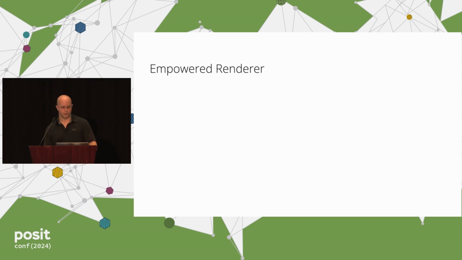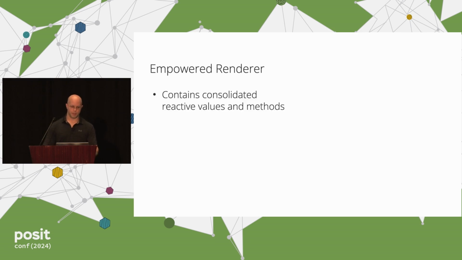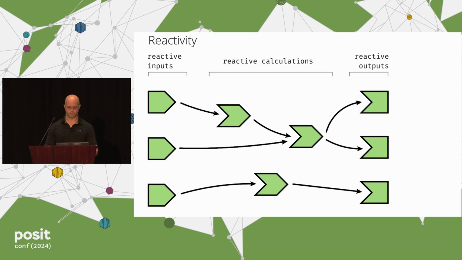So, empowered renderer. This is something that I want to get into because I think it's really exciting on the Python side that we can leverage class structures. And this is where we take a renderer object and we can add in extra reactive values and methods to this renderer object. And this is a very exciting advancement in the style of coding done within Shiny for Python.